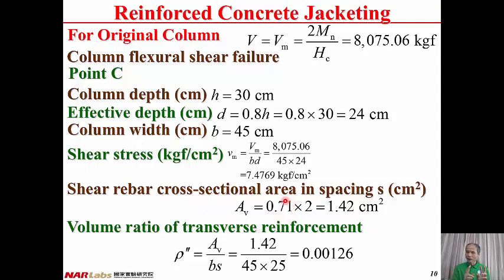There are totally 2 legs, so for one leg the cross-sectional area is 0.71 centimeter square, and then multiplied by 2 equal to 1.42 centimeter square. And the volume ratio of the transverse reinforcement equal to Av divided by b s. S is the spacing of the transverse reinforcement equal to 25 centimeters. Therefore, rho w can be come up with 0.00126.